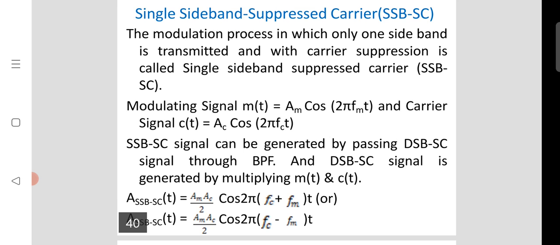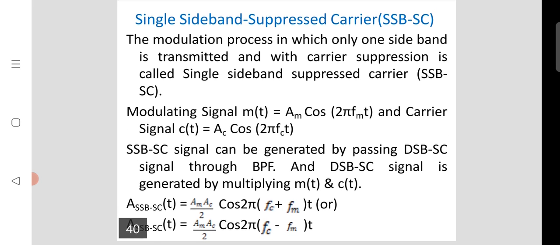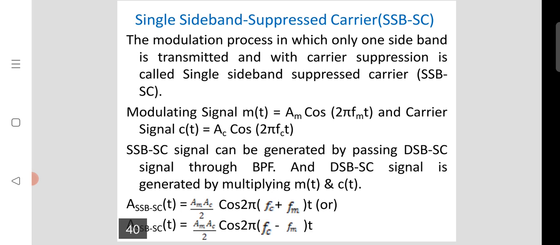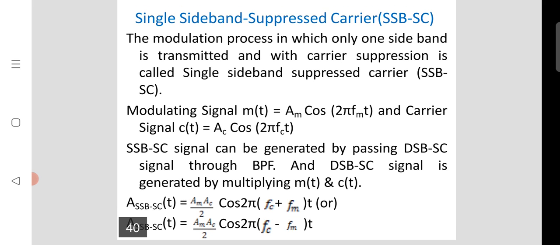In the final AM equation, there are three terms: one term for the carrier, and two terms for the sidebands, lower sideband and upper sideband. In DSBSC, one term, the carrier, is completely suppressed using the generation technique, which means the product modulator. For that, we use the product modulator.